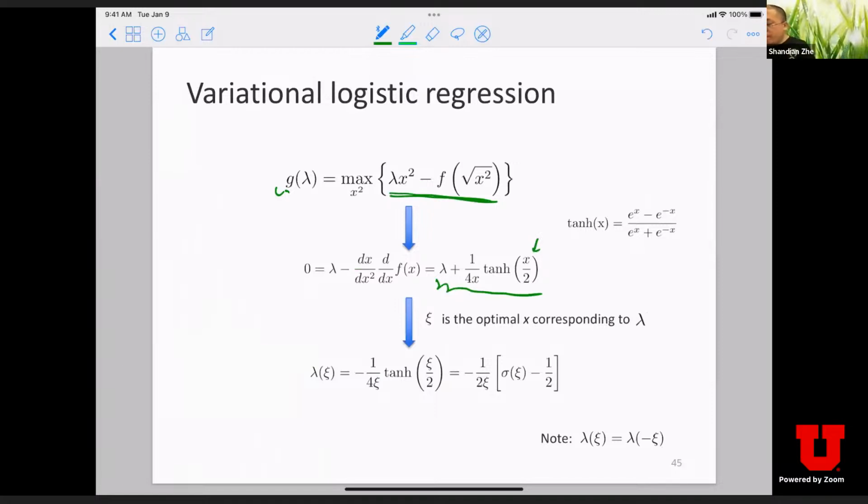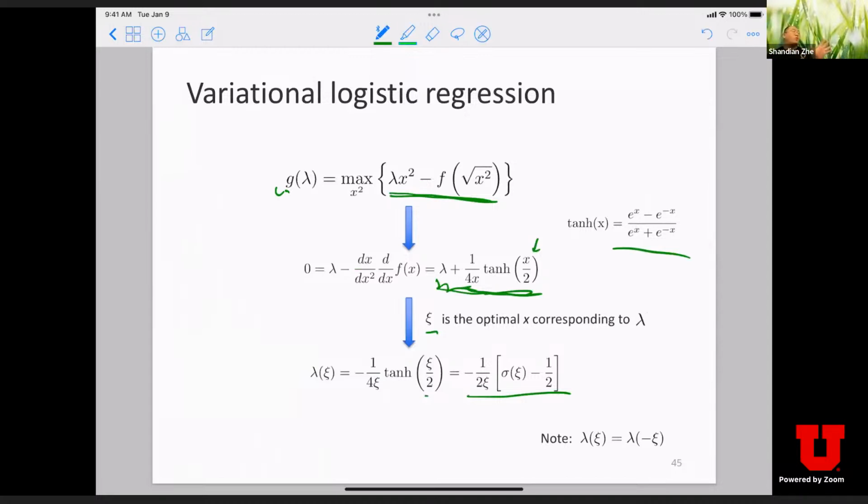So let us assume the optimal value x, which satisfies this equation, we denote by ξ. Then we can represent lambda in terms of ξ, which is just minus 1/4 ξ tanh(γ/2), right? And it can be written this way. This is just the definition of tanh.